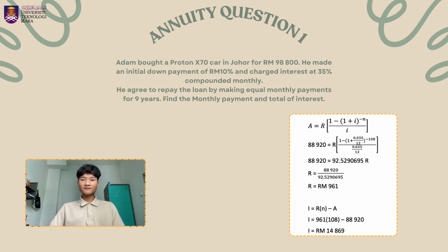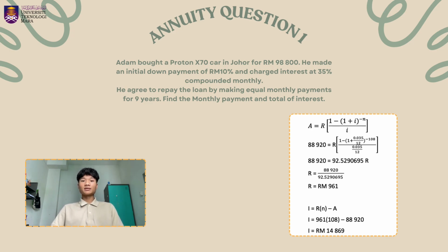First, we need to identify the keyword. A equal to 98,800 multiplied by 10 over 100 and minus 98,800. So, we get A equal to 88,920. m equal to 12. k equal to 3.5, which is 0.035. t equal to 9 years, i equal to 0.035 divided by 12, n equal to 108.